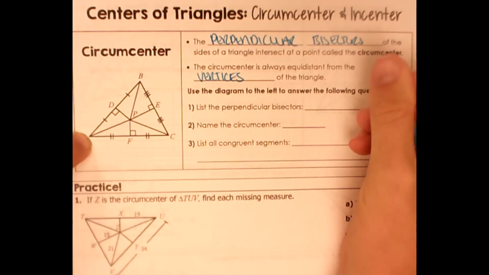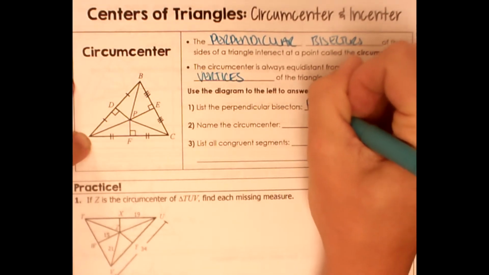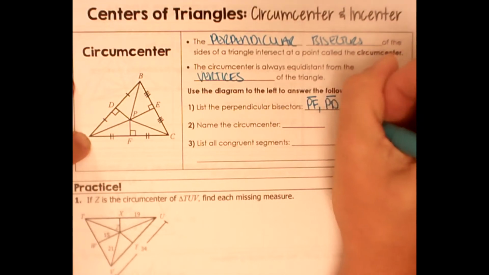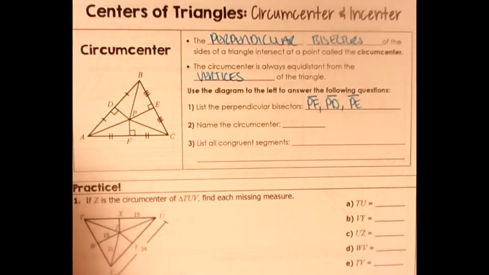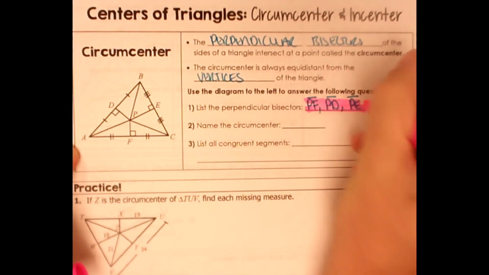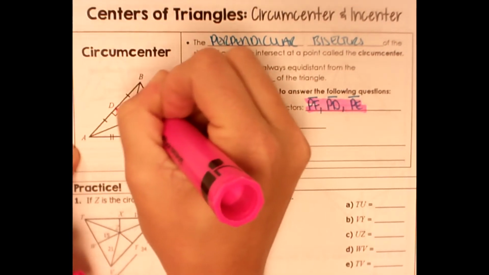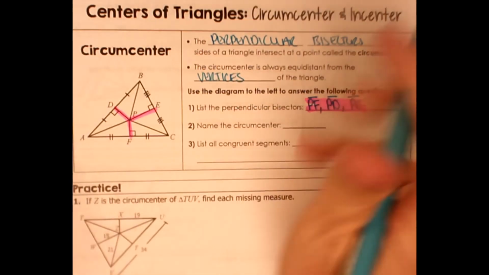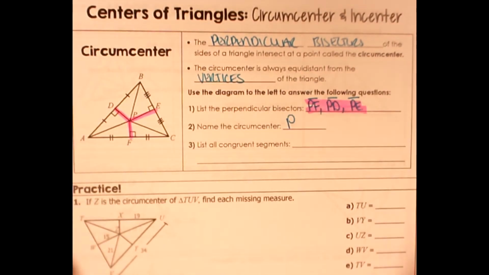So list your perpendicular bisectors. Well, if we look, our perpendicular bisectors are PF, PD, and PE. So let's go ahead and highlight these so we're aware. These are our perpendicular bisectors: PF, PD, PE. If we name the center, that is point P. And then it says list all congruent line segments.